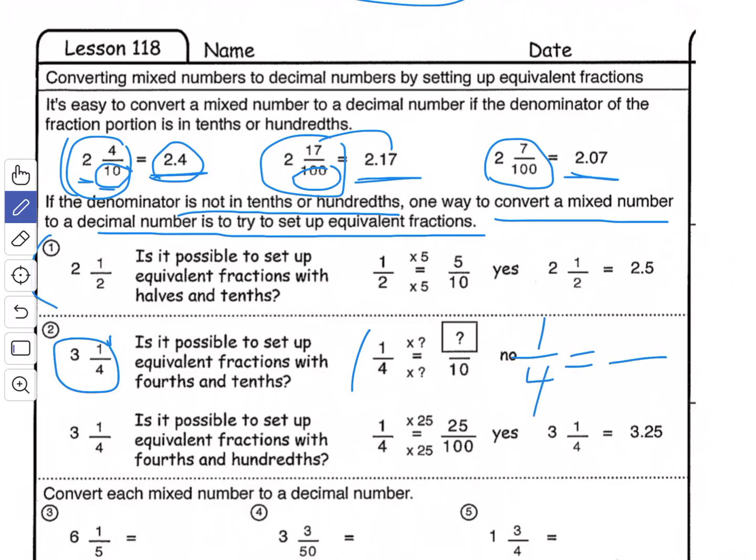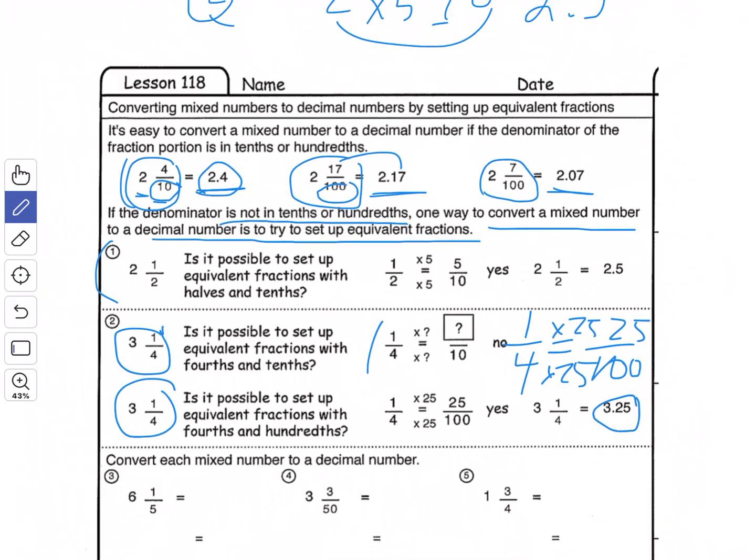1/4 is equal to a certain number of tenths. 4 times what is 10? Well, I can't multiply 4 times something to get 10. 4 times 1 is 4, 4 times 2 is 8, 4 times 3 is 12. You see, I skip right over 10. So in that case, I'm going to add another 0 onto there and make it 100, or hundredths. 4 times something is 100. Well, yes, I can multiply 4 times 25 to get 100. So 1 times 25 is 25. So 1/4 equals 25 hundredths. So 3 and 1/4 is 3.25, or 3 and 25 hundredths.